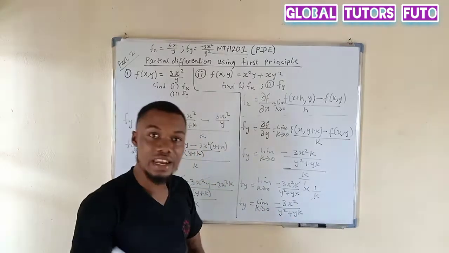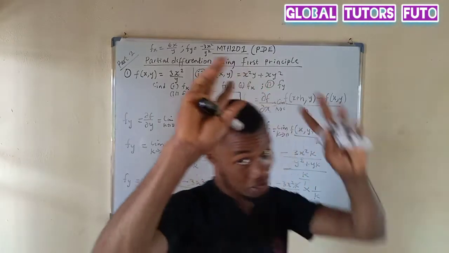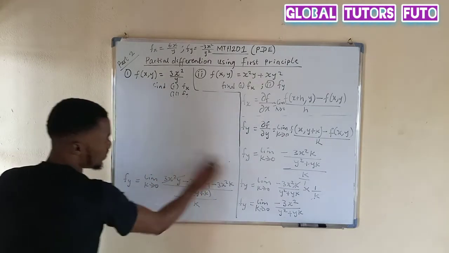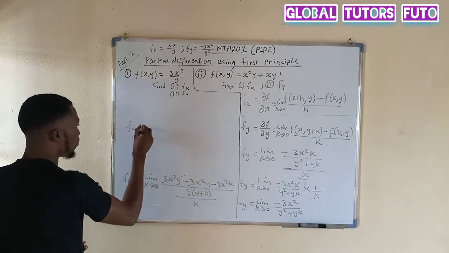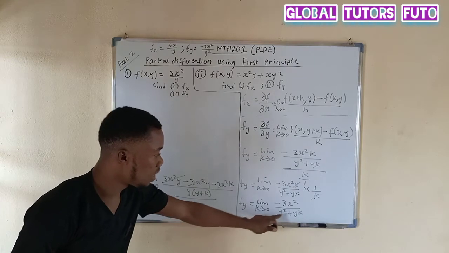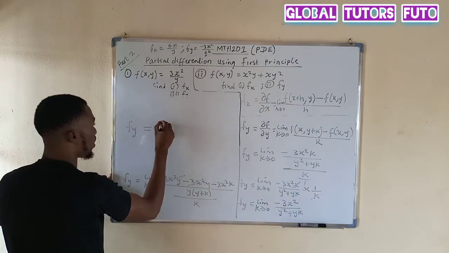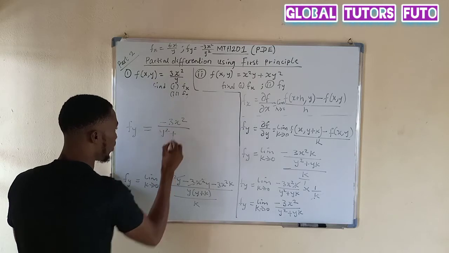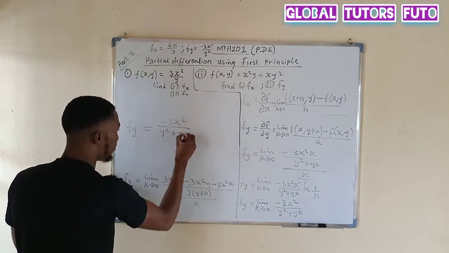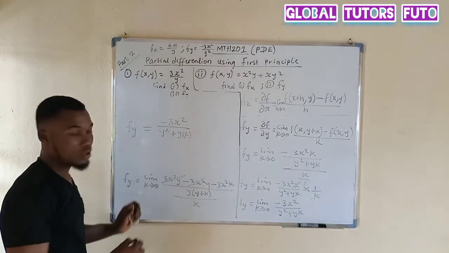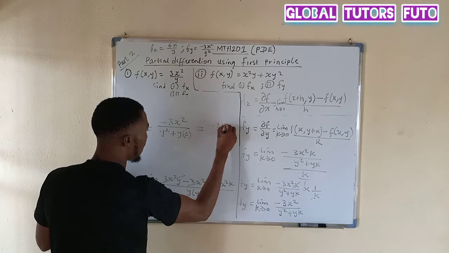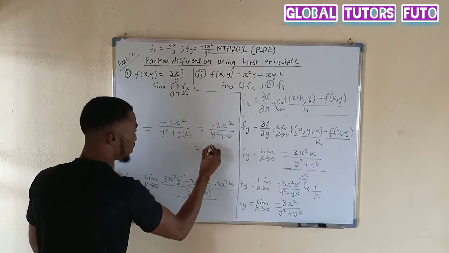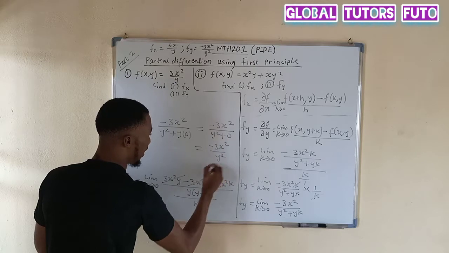So what does that imply? Anywhere you see k, put 0 there. Okay, just do justice. Let me make some space here. So our f of y will be equal to limit as k goes to 0. Any place we see k, we put 0. So this will be minus 3x squared over y squared plus yk, so this will be y bracket, our k is now 0. So this will be equal to minus 3x squared over y squared plus 0, which is minus 3x squared over y squared. So this is what we obtained.